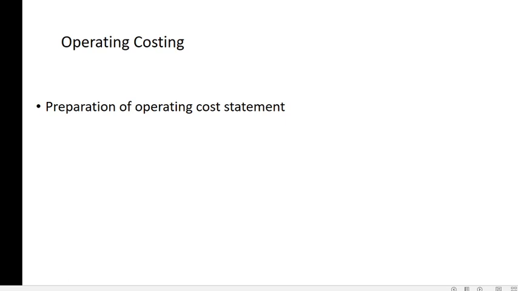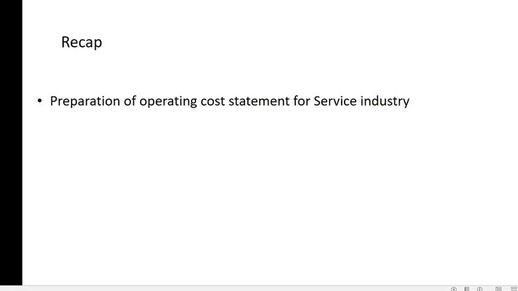In this session of operating costing, we will be looking into the preparation of operating cost statement. Recap. In the previous session, we have prepared operating cost statement for the service industry.